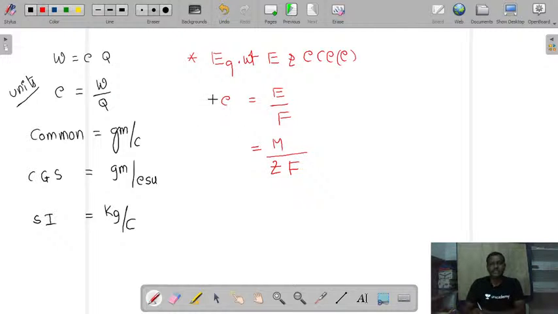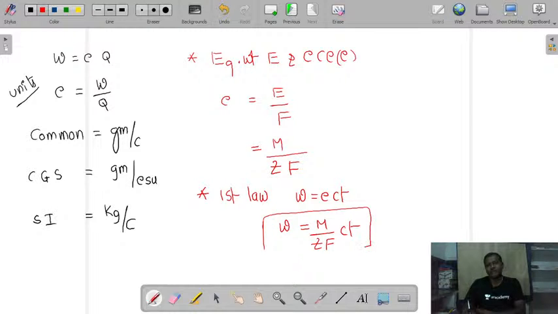The relation between small e and capital E. Therefore, what is the mathematical form of first law? W is equal to ECT. What is E? M by Z. W is equal to M by Z into C into T. The mathematical form of Faraday's first law.